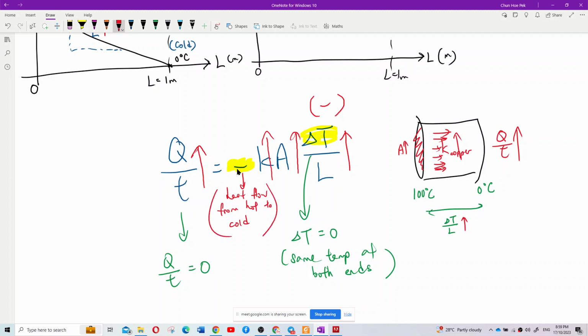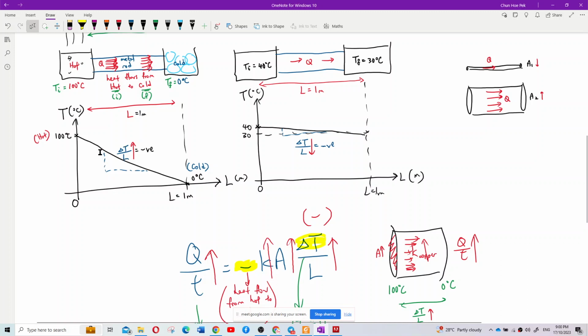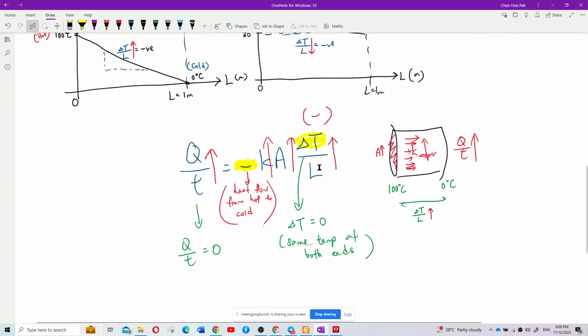I almost finished today's lesson. Why do you need the negative sign? Yes, I know that this negative sign means heat flows from hot to cold, in the direction of decreasing temperature. But why do you need this negative sign? Logic also, understand? Class, physics is logic. You know why? Because the temperature gradient is negative. As I said, delta T over L is a negative value. So you need another negative, then only Q over T is positive.